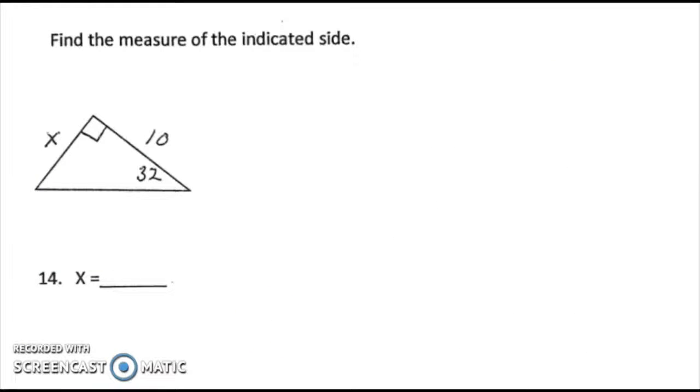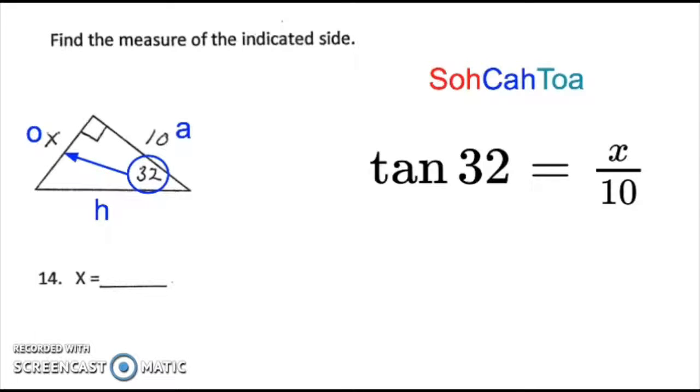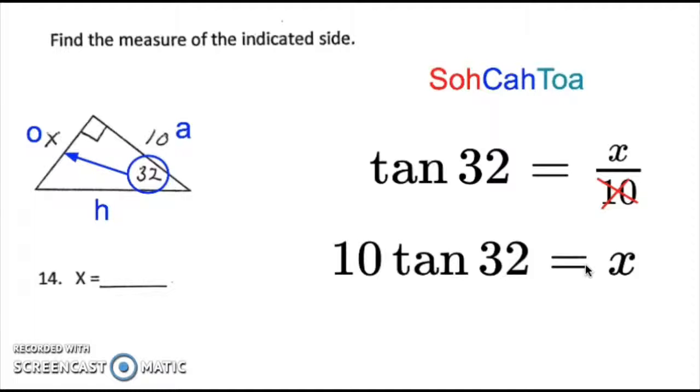Number 14, for the angle that we're given, which is 32, draw an arrow across, and that side is going to be opposite. The side across from the 90-degree angle is going to be the hypotenuse, and the third side that's next to the angle is going to be adjacent. So again, we have SOHCAHTOA. We have tangent of 32, because O and A is going to be tangent, equals x over 10. With the number being at the bottom, we multiply, so we cross the 10 out, bring it to the other side, we'll have 10 times tangent of 32, which gives us 6.2, just rounded to the nearest tenth. And that is number 14.